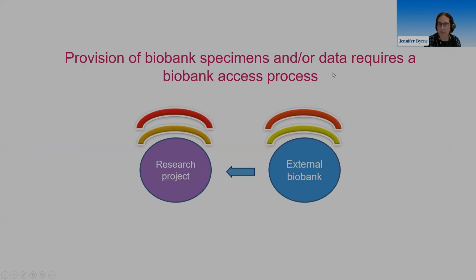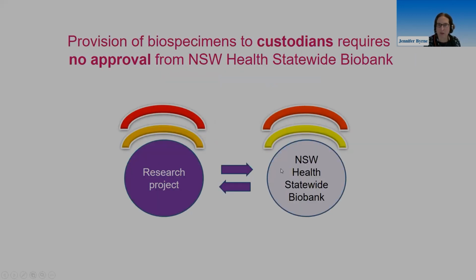So we've spent a lot of time thinking about how we can also simplify access processes for researchers who are using these collections. So as I mentioned before, of course, if you've got an external biobank and you're having samples going to the research project, there's usually an access policy for that. But when researchers are using the statewide biobank, there is no approval process that's required from the New South Wales Health Statewide Biobank. So if you're a custodian storing your samples at the Statewide Biobank, we're essentially an extension of your research project. There's no access process because the samples are yours.